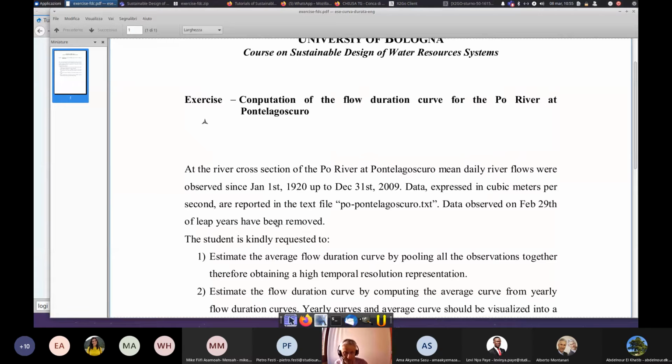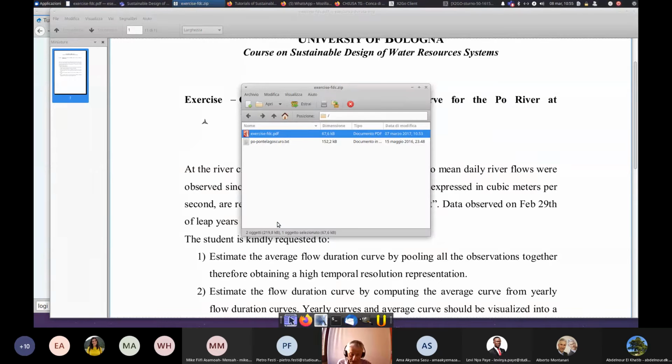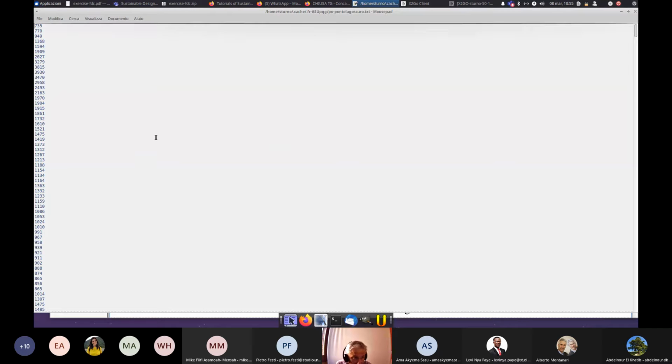Okay, very good. Now, let's go back to the zip file. In the zip file, there is the text file, which is mentioned in the PDF. If you double click on it, you can see the flows. There are just the numbers from January 1st, 1920 to December 31st, 2009. Only the numbers. Okay, let's close it.